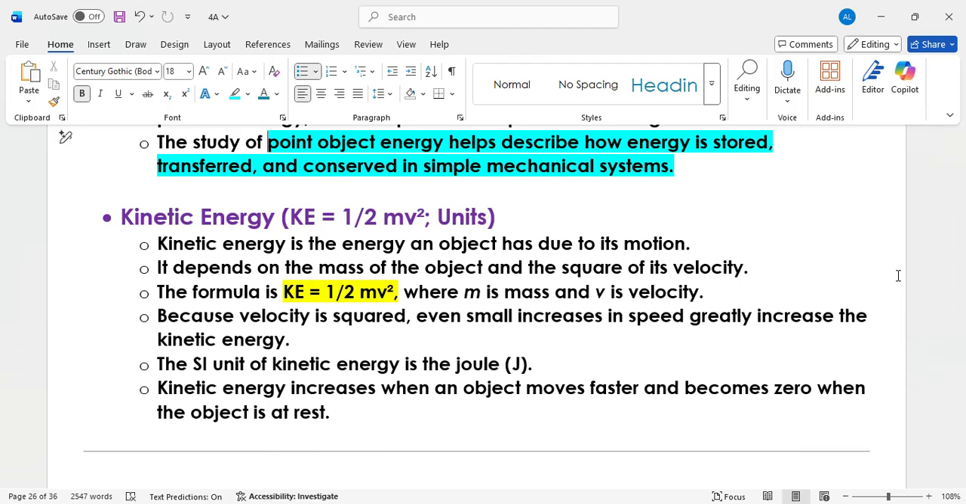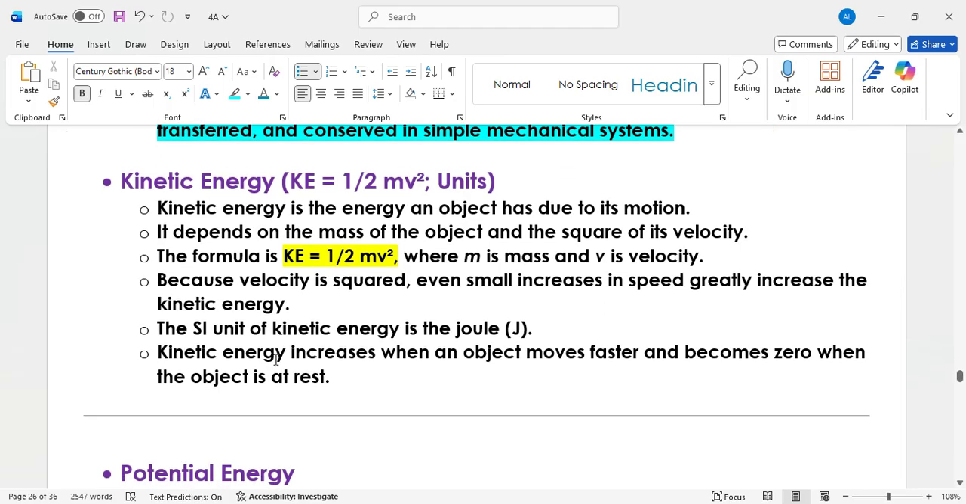The formula is KE equals half mv squared, where m is the mass and v is the velocity. Because velocity is squared, even small increases in speed greatly increase the KE. The SI unit of KE, because it's energy anyway, is the joule, right? KE increases when an object moves faster and becomes zero when the object is at rest, right?